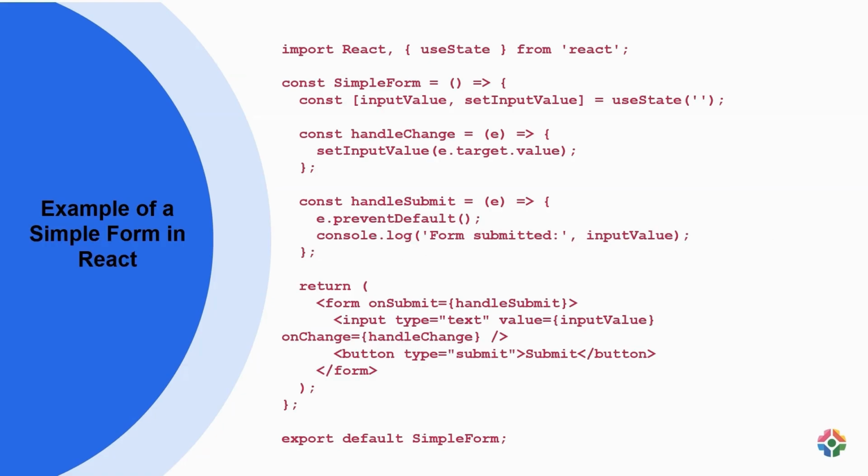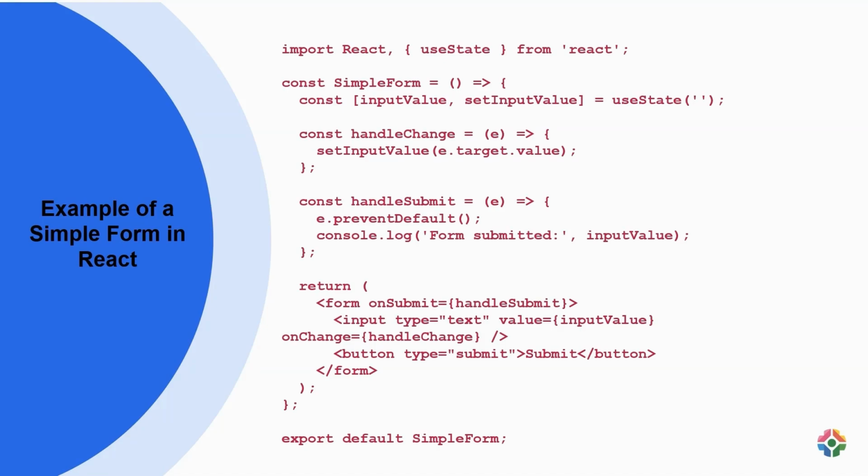A simple form component in React is showcased in the example provided. It consists of a functional component named SimpleForm that utilizes React's useState hook to manage a single input field's value. The component renders a form with a text input field and a submit button. The input value state stores the current value of the input field, and it gets updated as the user types into the field. The handleChange function modifies the input value state whenever the input field's value changes.